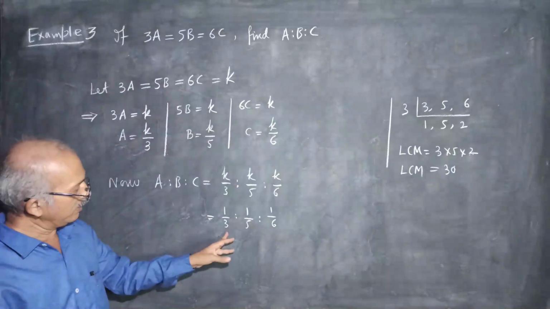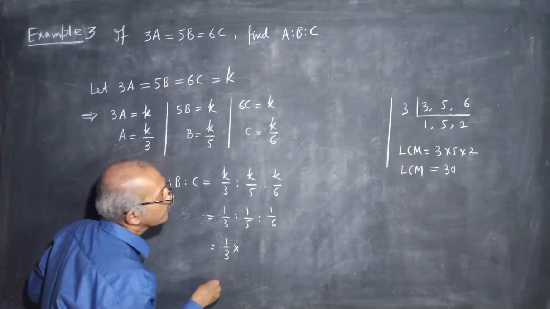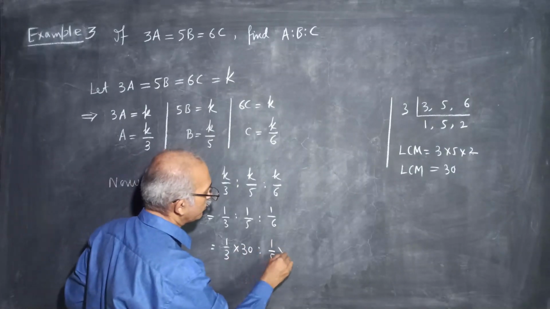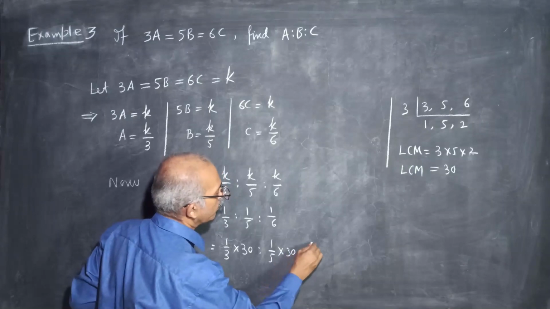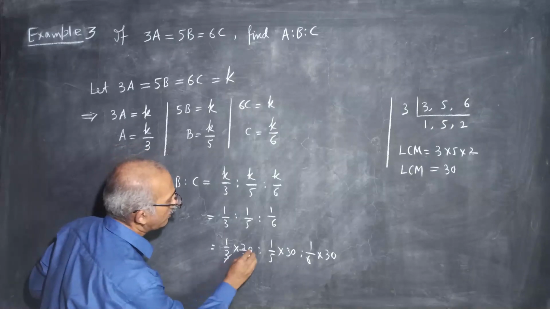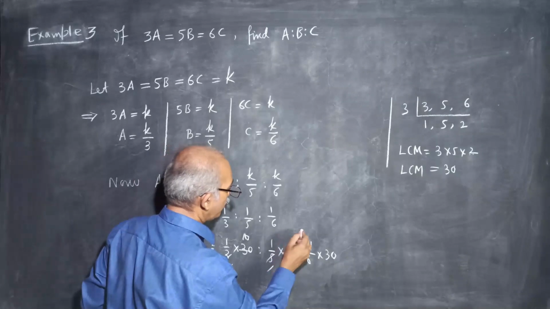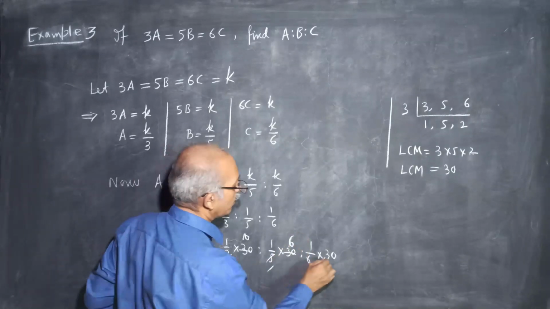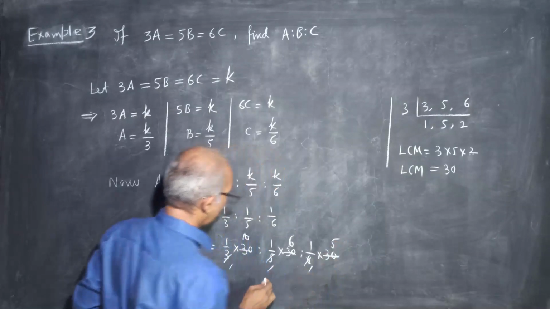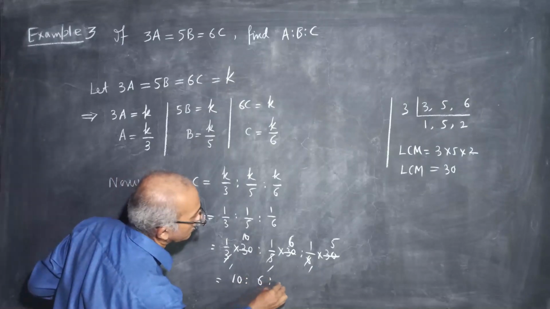Now we shall multiply this ratio with the LCM. First term into LCM, second term into LCM, third term into LCM. So 3 tens are 30, 5 sixes are 30, 6 fives are 30. So this is equal to 10 is to 6 is to 5.